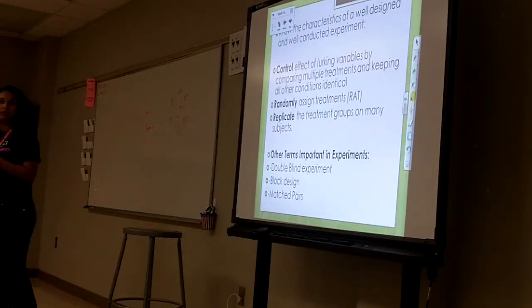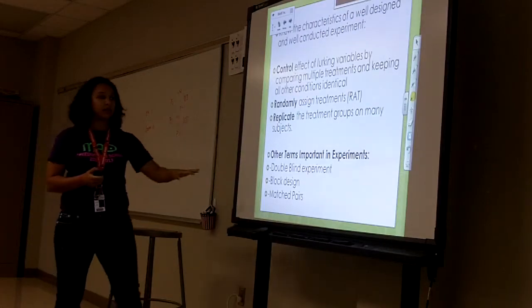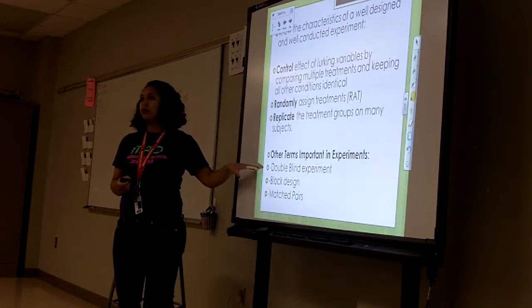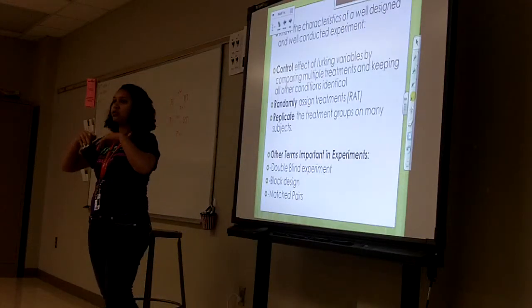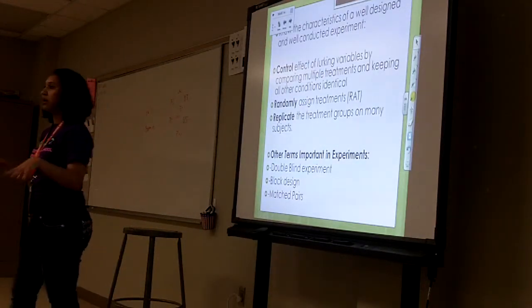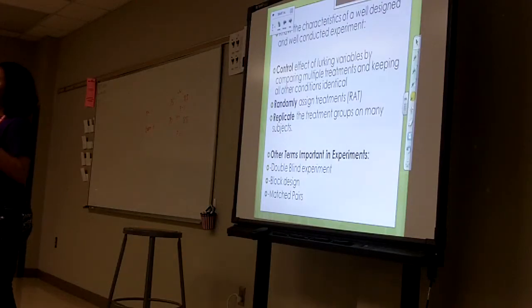Double blind. What does double blind mean? It's like neither the person getting tested nor the experimenters know who got the placebo. The experimenters and the experimentees don't know who has the treatments. There's a middleman that knows everything, but he's not involved with the experiment.